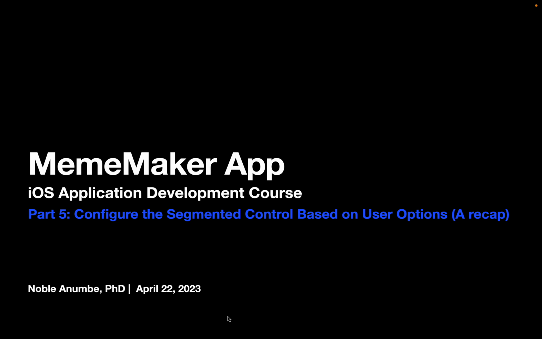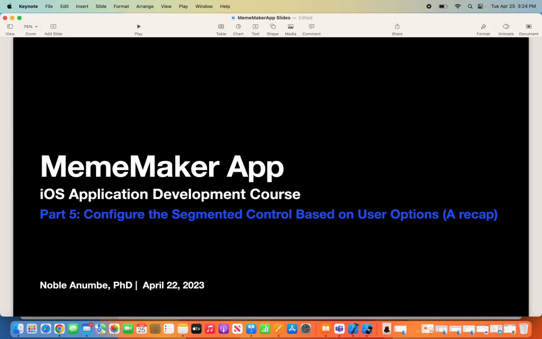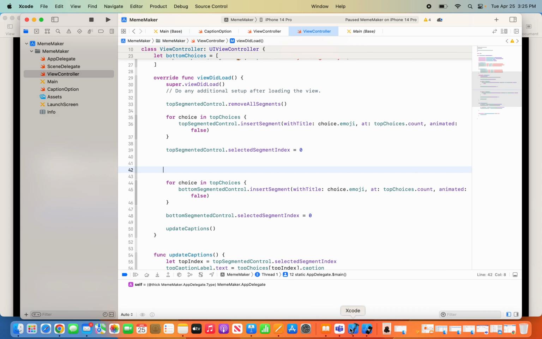Another video in the series on our MemeMaker app. The last time, in part 4 of the video, we focused on configuring the segmented control based on user interactions. But I observed something in the code the last time, so I want to do a recap to fix some of those things I noticed. So I'm going to go to Xcode right now.